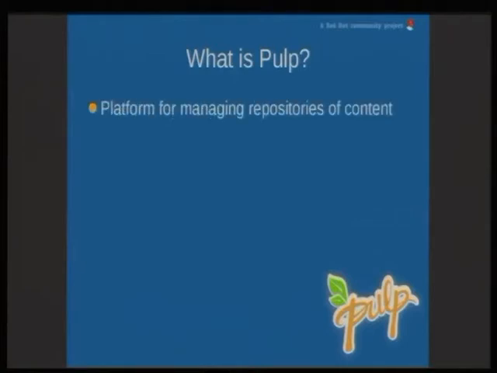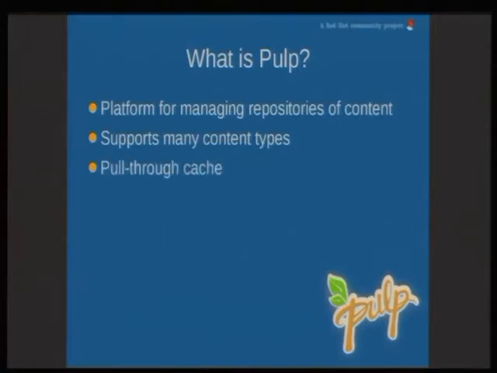As I mentioned, Pulp supports many content types, but meanwhile, it is not tied to any type. We have support for Python packages, for Docker images. I will tell you more about that in a couple of slides. I will tell you in this session about the brand new feature called Pull Through Cache. It is available in the 2.8 version.